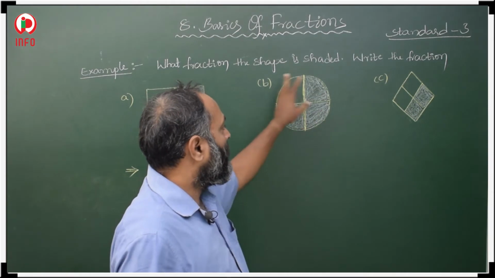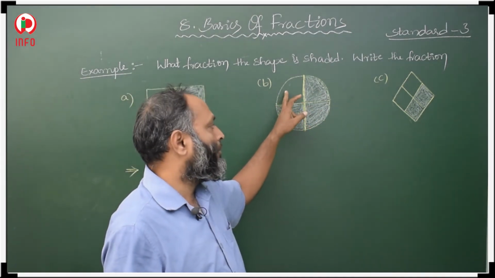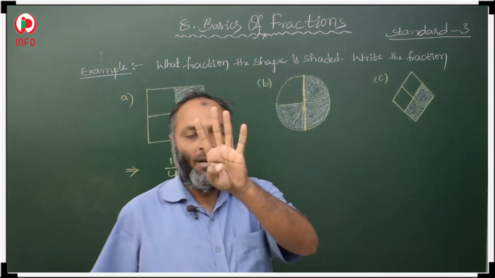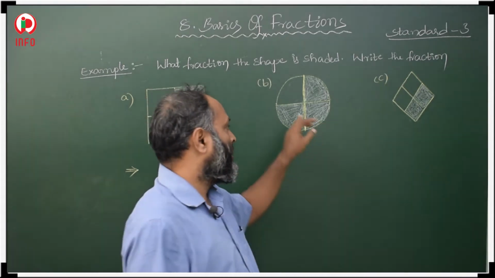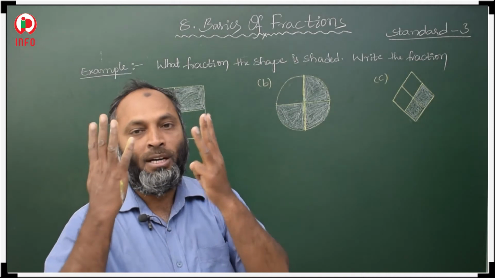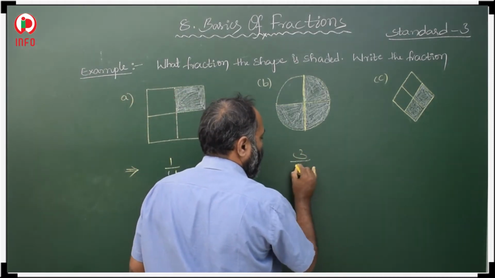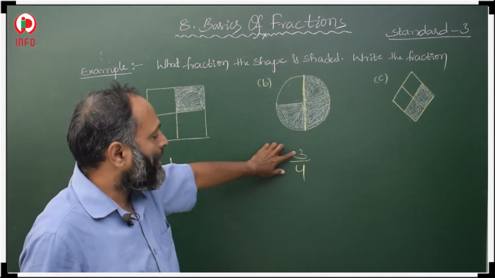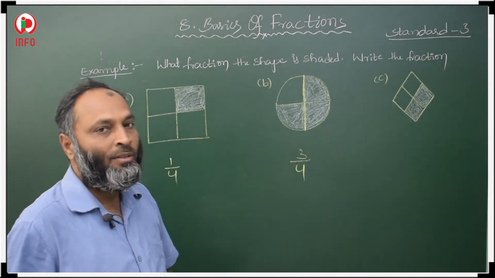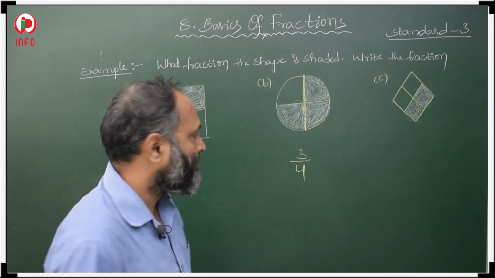Here, total how many equal parts? We divide this circle into 4 equal parts. 1, 2, 3, 4. 4 equal parts. In these 4 equal parts, 1, 2, 3, 3 parts are shaded. In 4 parts, 3 parts are shaded. So it is 3 by 4. 3 equal parts are shaded out of 4 parts. It is 3/4. Okay.